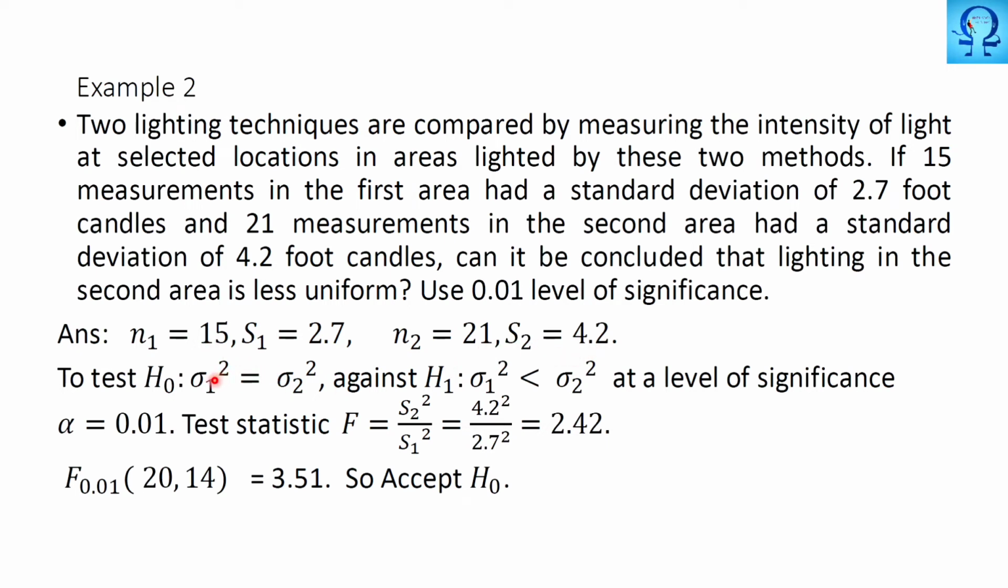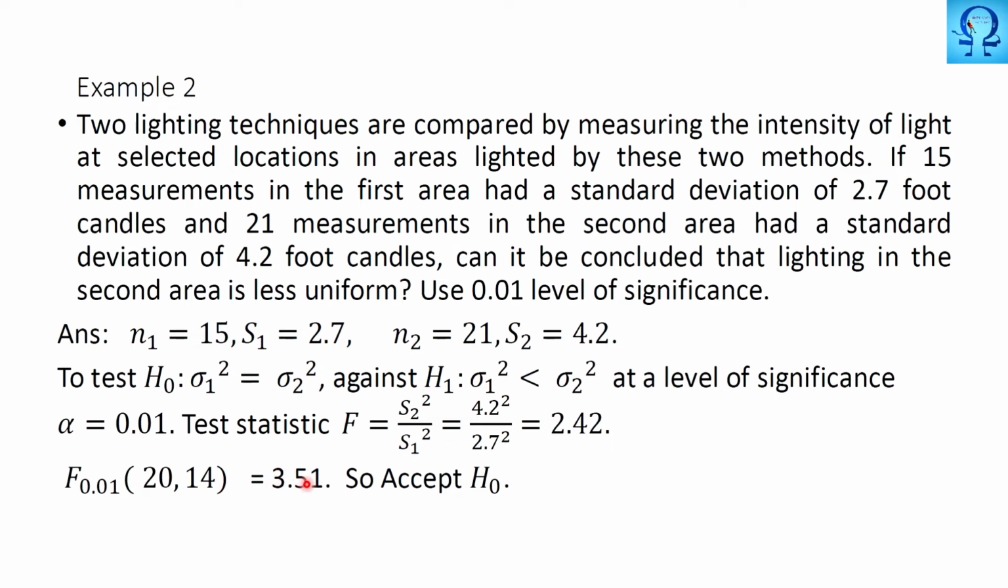Usually the null hypothesis is sigma 1 square equals sigma 2 square. Can it be concluded that the lighting in the second area is less uniform? So the alternate hypothesis is sigma 1 square is less than sigma 2 square, at this level of significance. So the f statistic, since s2 is the bigger quantity, is s2 square upon s1 square, and we get this to be 2.42. Now we need to read the value of 20 comma 14 at the 0.01 level of significance.